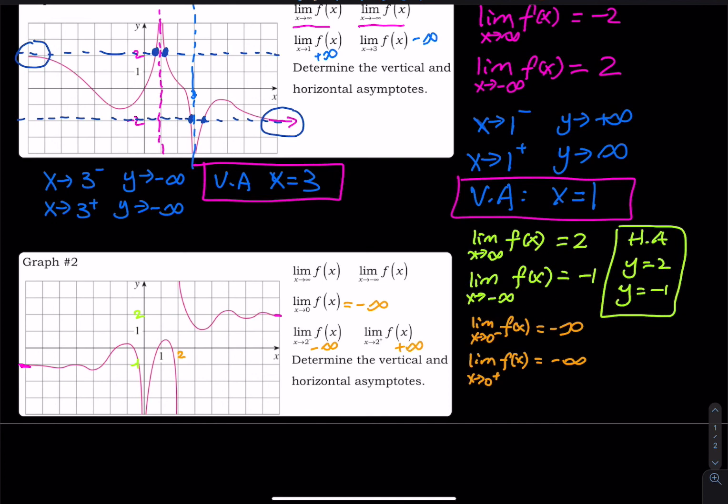So where are the vertical asymptotes? We got one right here, and then we got one right here. So we have 2 vertical asymptotes. We have x equals 0 and x equals 2. I don't want to see just 0 and 2. I want to see x equals 0 and x equals 2.